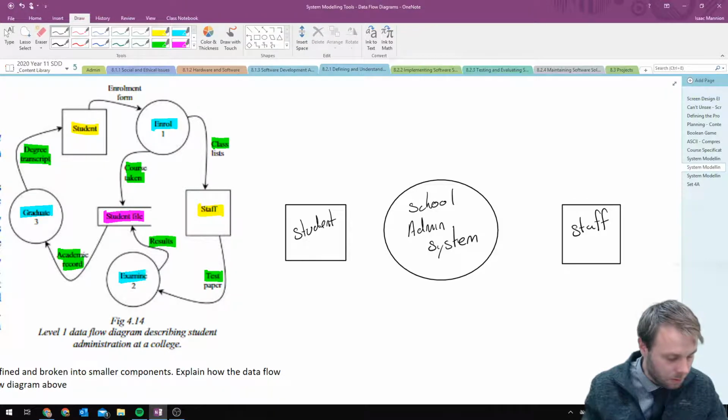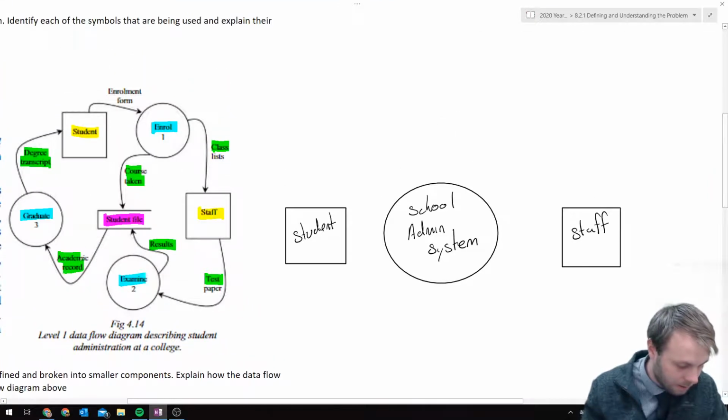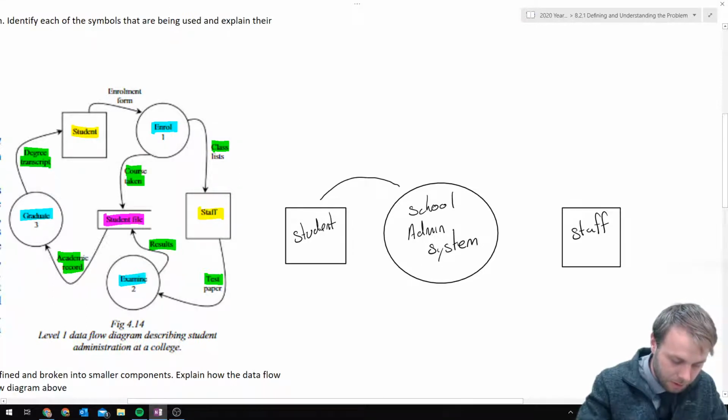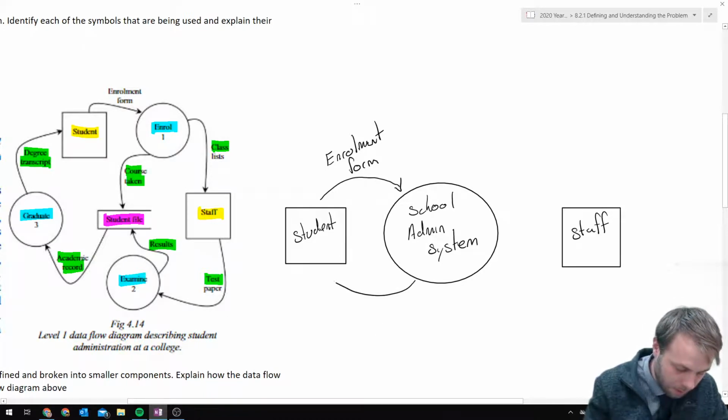So now what I want to do is let's focus on just the student for now, and let's have a look at the data that's flowing into the student and out of the student. So I can see flowing out of the student is an enrollment form, and that's being given to the enroll, which is part of our system. So let's add on an arrow, and I can say enrollment form. And being given to the student is a degree transcript. So coming out of my system, being given to the student is a degree transcript.